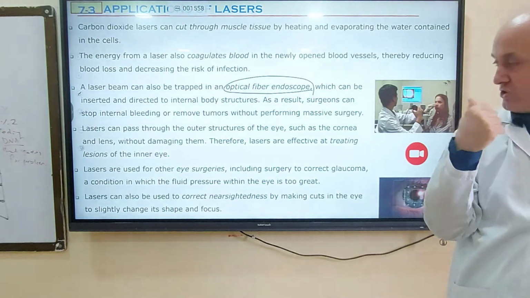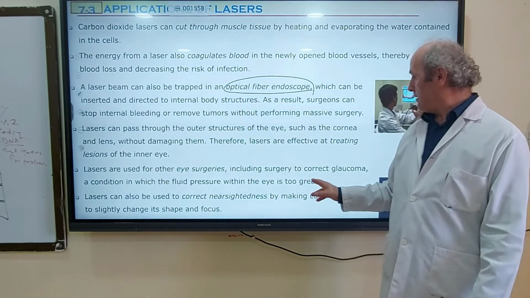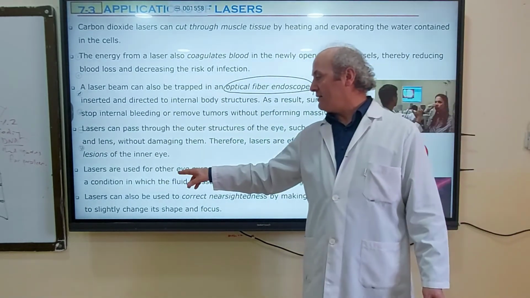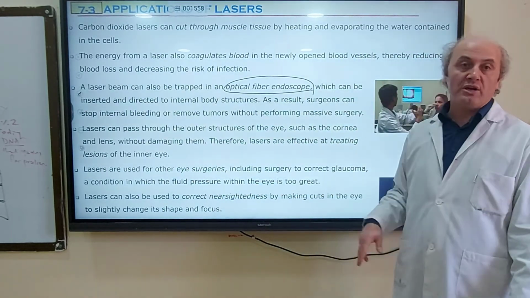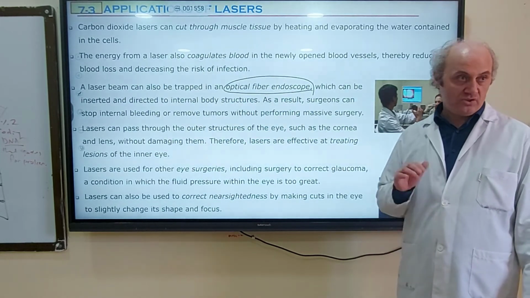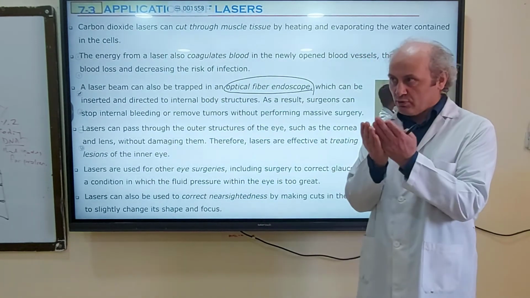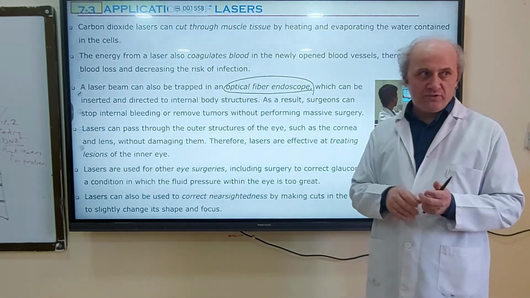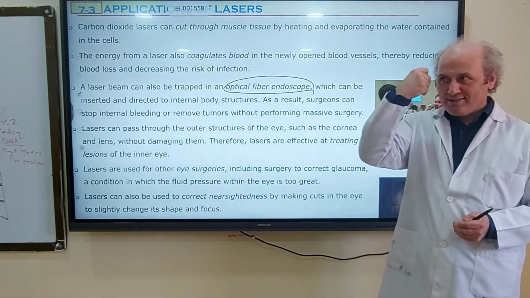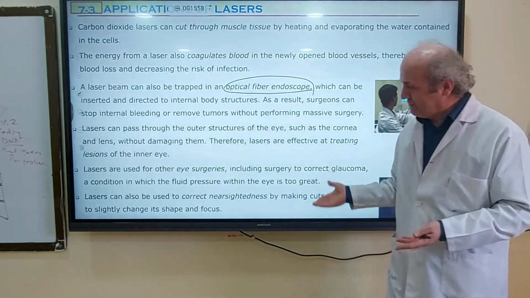Lasers are also used for eye surgeries, including surgery to correct glaucoma. What is it? The condition in which fluid pressure within the eye is too great. If fluid pressure is too great, they vaporize some of the fluid and decrease the pressure. Lasers can also be used to correct nearsightedness. You are unable to see things clearly and you use eyeglasses. After 18 years old, you can go and they will use a laser, and you are going to throw away the eyeglasses. That's how they use this.